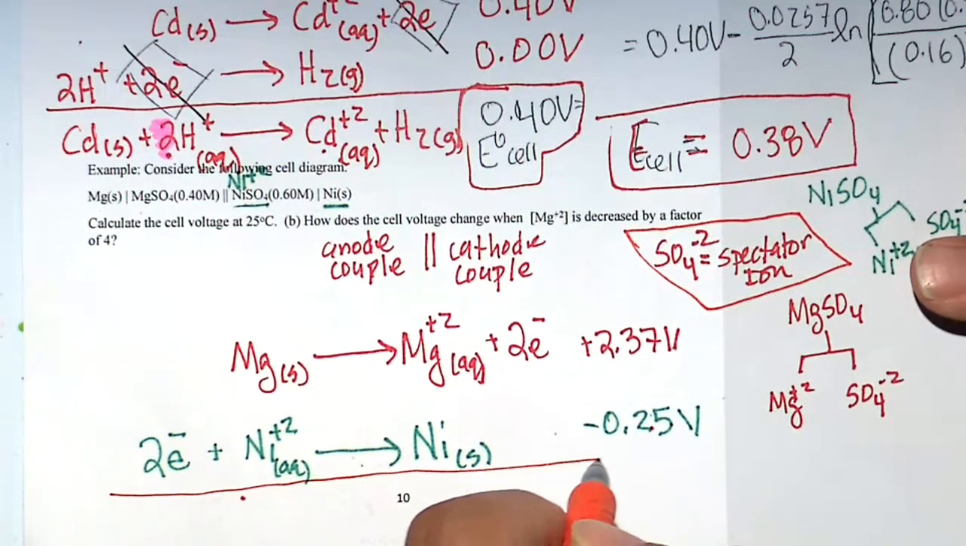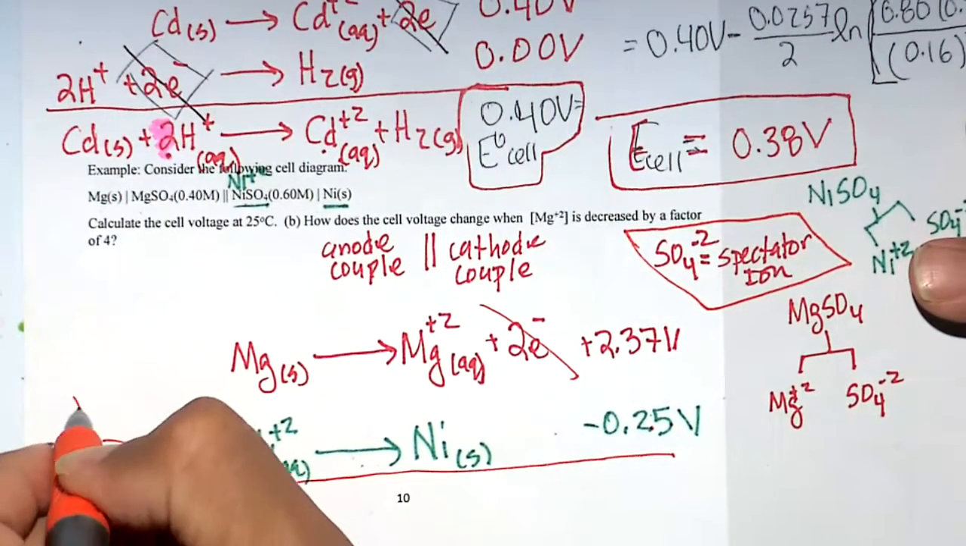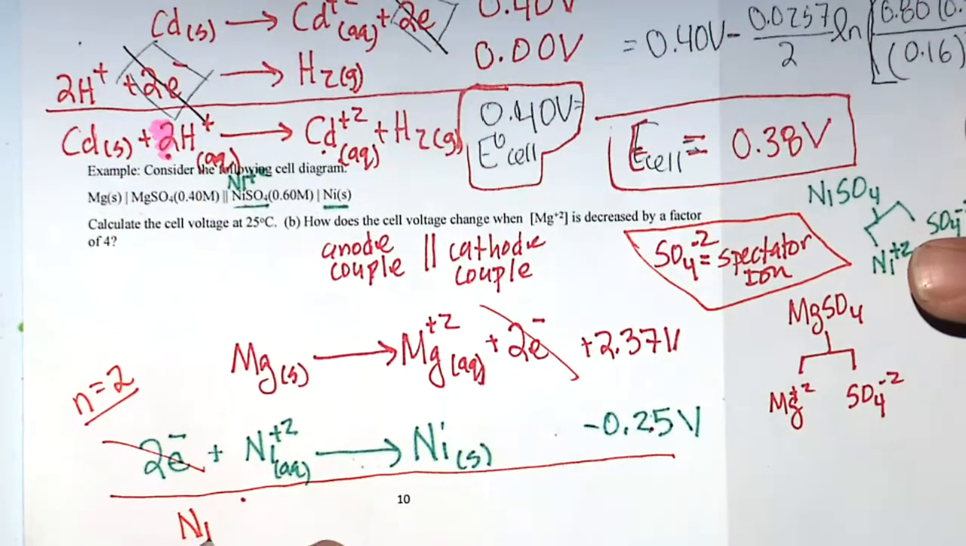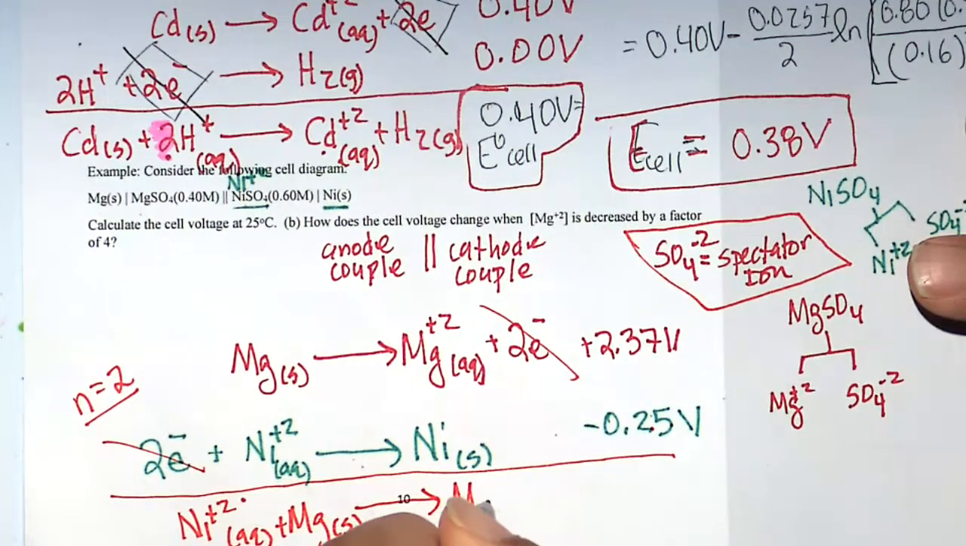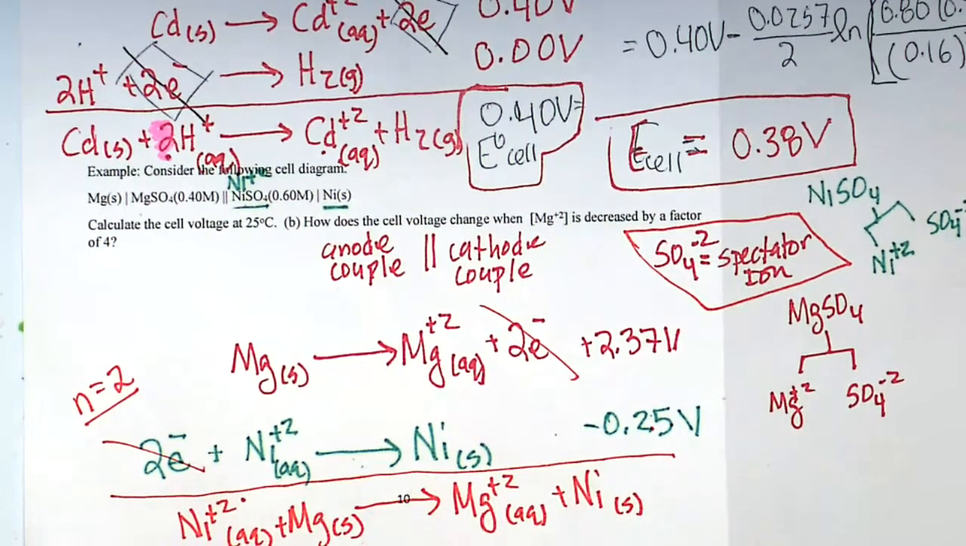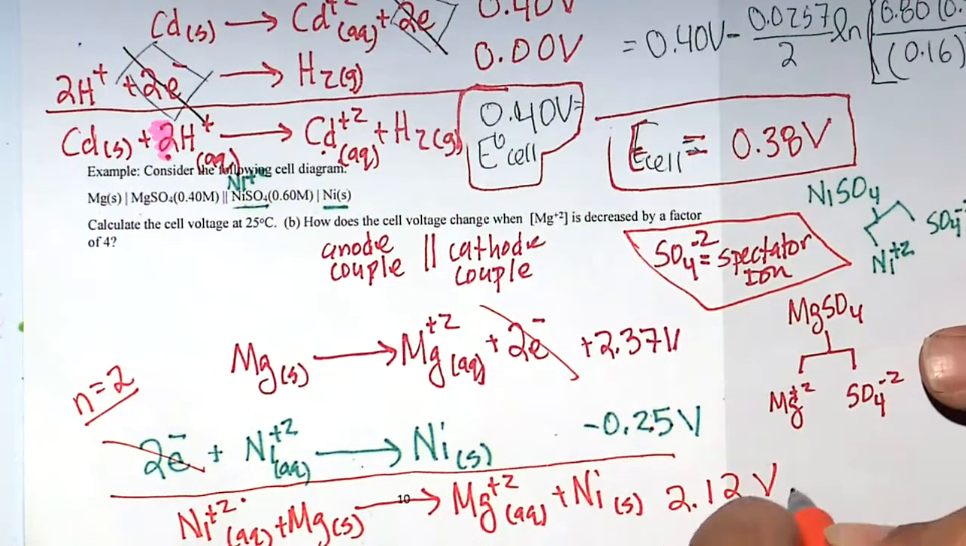All right, we don't need to multiply anything out, so the 2 electrons cancel. So n equals 2 here. It's a 2 electron transfer reaction. And our net reaction is nickel plus 2 aqueous plus magnesium solid going to give us Mg plus 2 aqueous plus nickel solid. 2.37 plus a minus 0.25, what is that? 2.12 volts. That's going to equal our E cell.